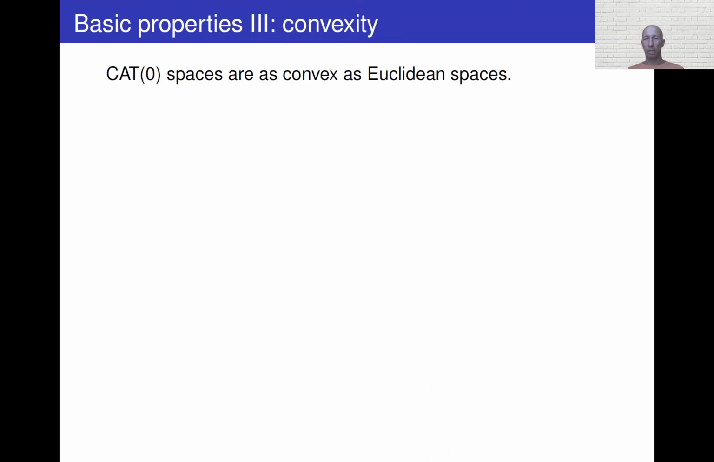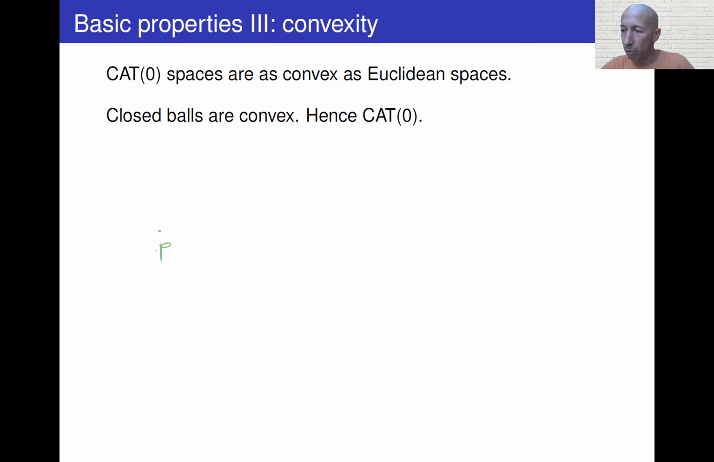The meta statement is that, in any sense, CAT(0) spaces are as convex as Euclidean space in terms of their distance. Whenever you have something which you can express in terms of convexity of the distance in Euclidean space, you have the same expression in any CAT(0) space. For instance, closed balls are convex. This just tells you that if you have a point and two other points, and this distance is smaller than r and this distance is smaller than r, then any point on the geodesic is also at distance not larger than r. This is because you take the same comparison picture, and the distance from any point on the geodesic xz is not larger than the corresponding distance in the comparison triangle.